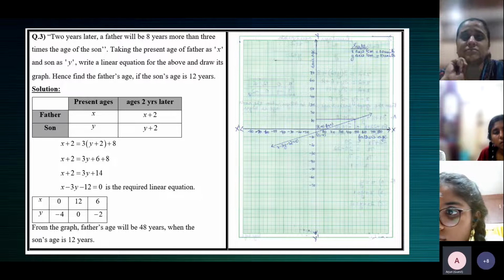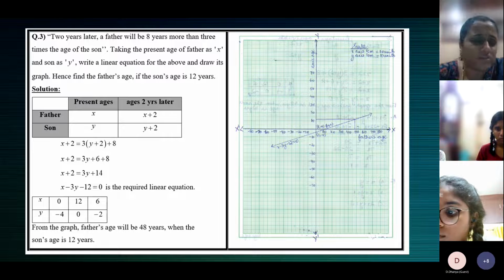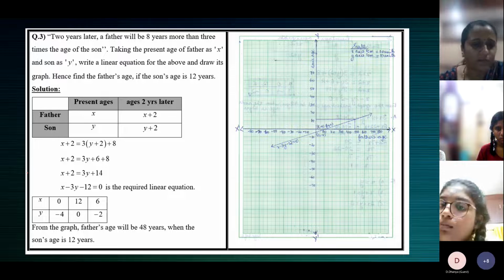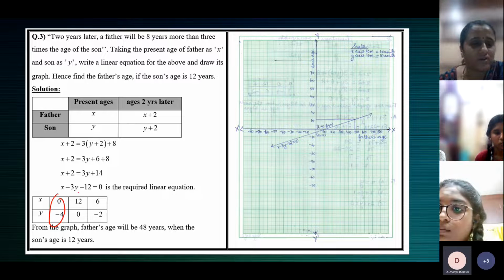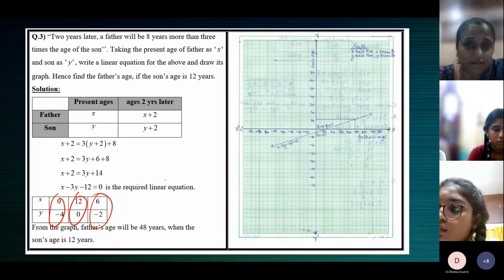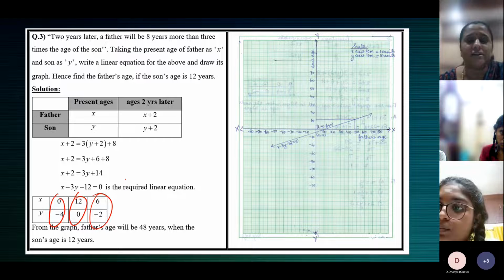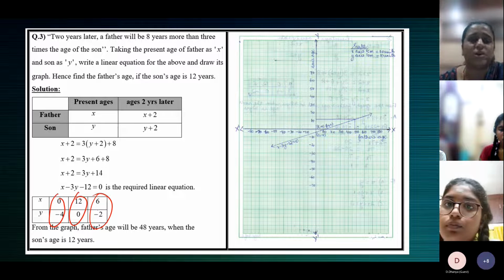Yes, Danya? Ma'am, can we take 1 centimeter as 6 units, ma'am? 6 units, provided whatever ordered pairs you have, the accurate value of 48 will be coming. Yes, you can take 1 centimeter is equal to 6 units, 12 units, whatever. But you must be able to mark these points correctly.